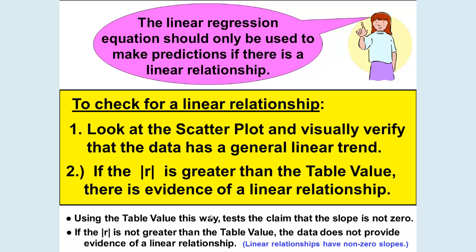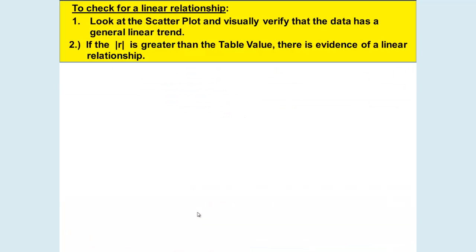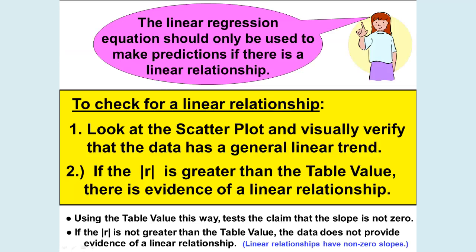If the absolute value of R is not greater than the table value, the data does not provide evidence of a linear relationship. Linear relationships have non-zero slopes. Notice that this involves 2 steps: looking at the graph and then comparing your correlation coefficient to the table from your chart. When we do the second step, we are not concerned if R is positive or negative, so we're only looking at the absolute value.